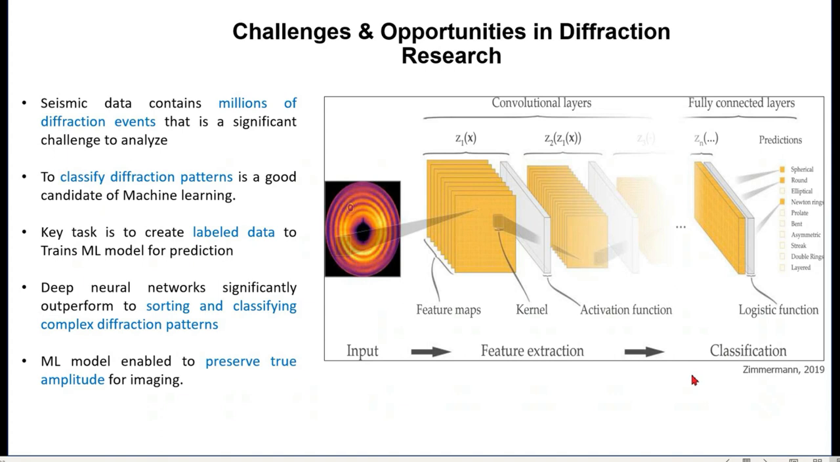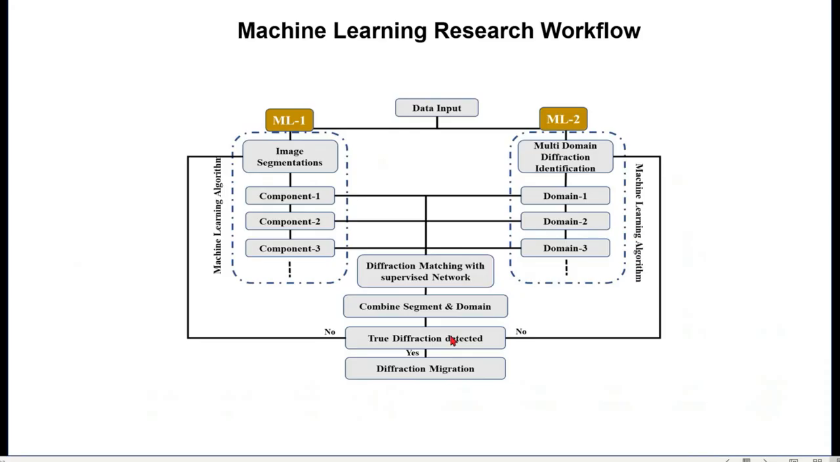So in machine learning, actually, we have three main things. One is your input. The second is your training model. Either you go for classification or feature extraction. Based on these things, we have come up with a workflow. In that workflow, we are using two machine learning approaches. One is image segmentation, and the second one is multi-domain diffraction identification.